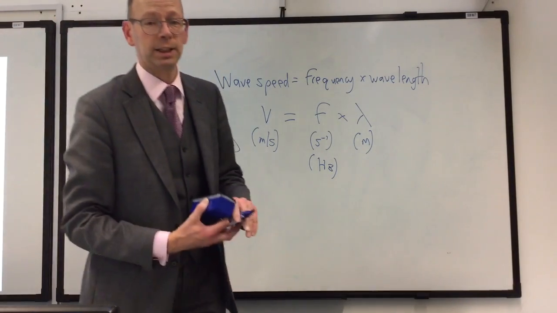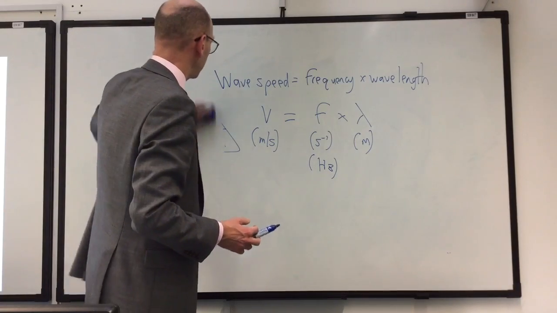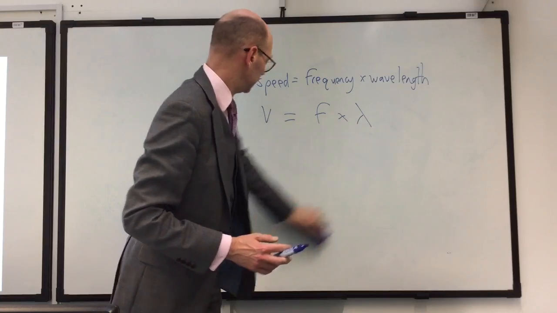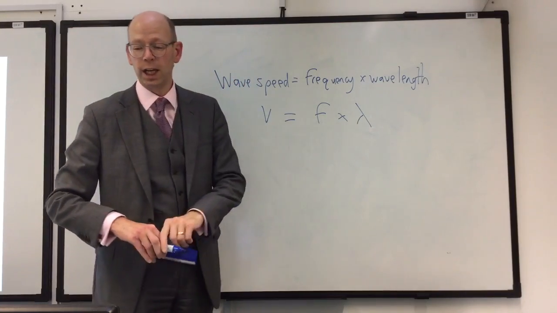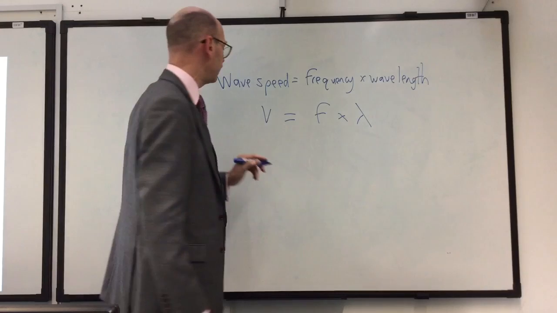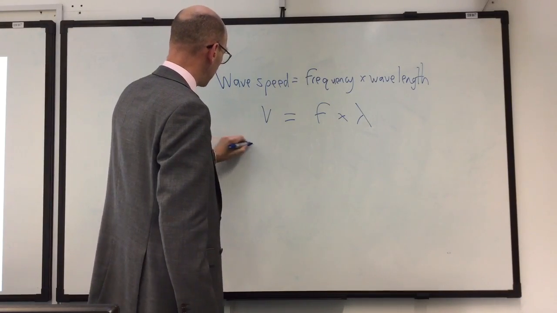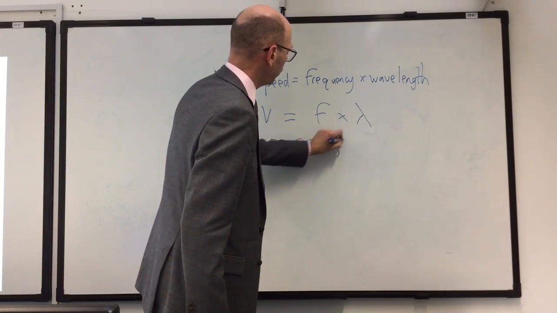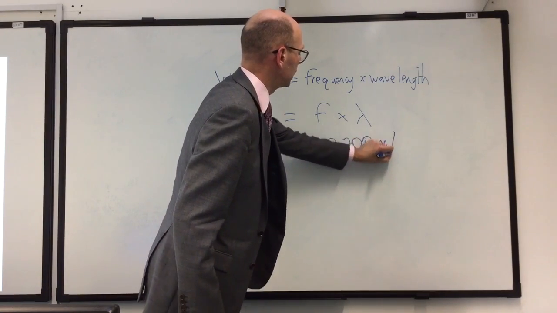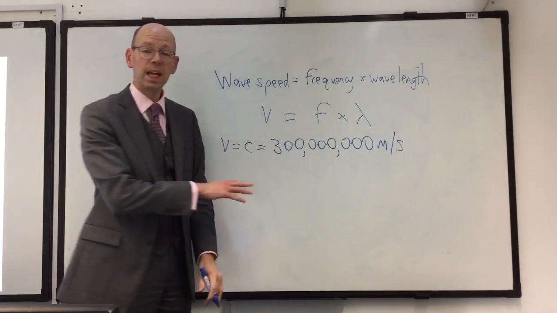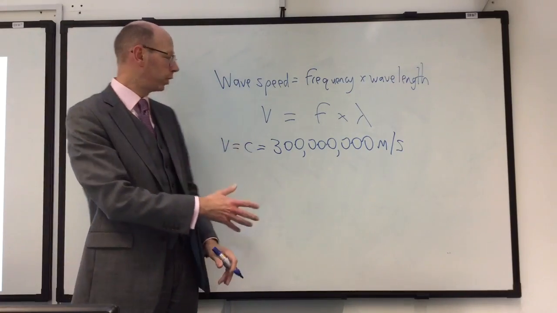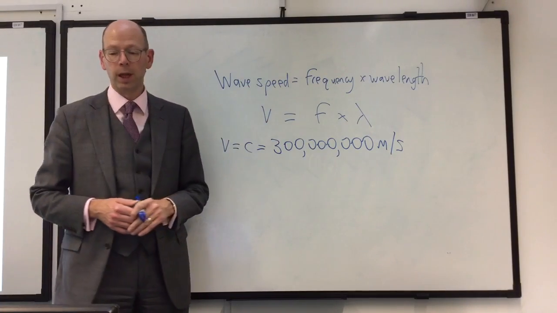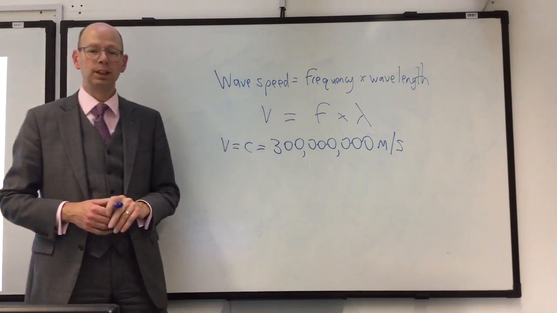Often in this case, using this equation, we calculate things using the electromagnetic spectrum, because all electromagnetic radiation, all electromagnetic waves, travel at the same speed. The speed is the speed of light, which we sometimes symbolise with c, and light travels at 300 million meters per second. That's the speed of electromagnetic waves in a vacuum. It's also the speed, therefore, for X-rays, ultraviolet, infrared, microwaves, and so on. They all travel at the same speed.